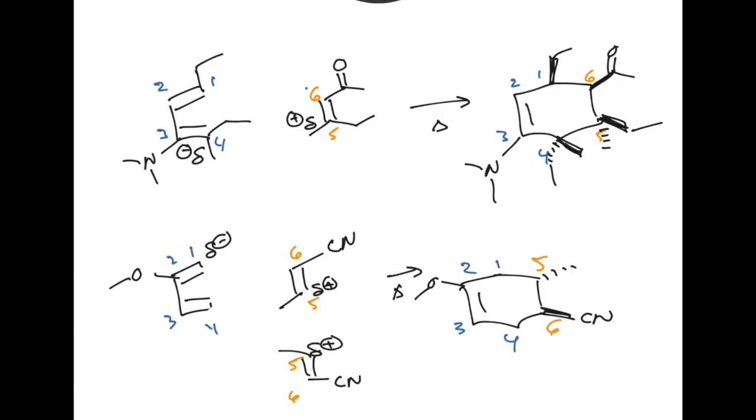I was asked if you could switch the stereochemistry on 5 and 6 in the last example. Absolutely. The only thing that you know is they're on opposite sides, so you can switch them. You could have 6 dash, 5 wedge. That's fine.